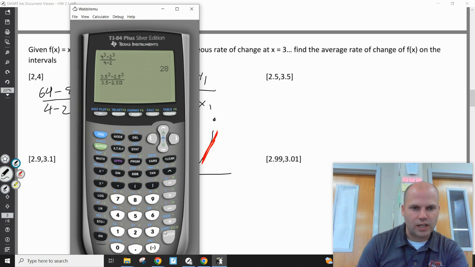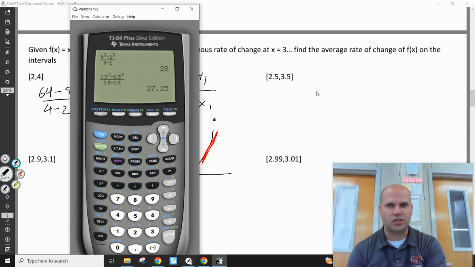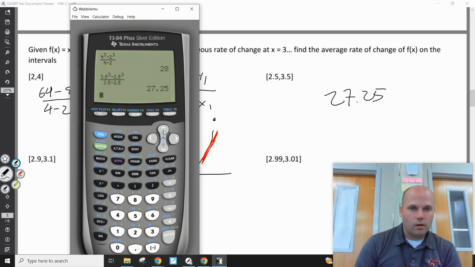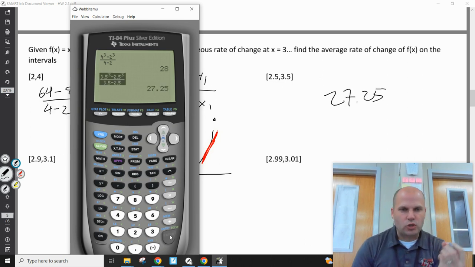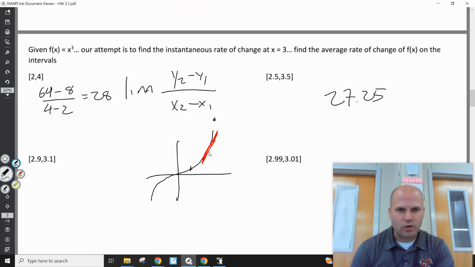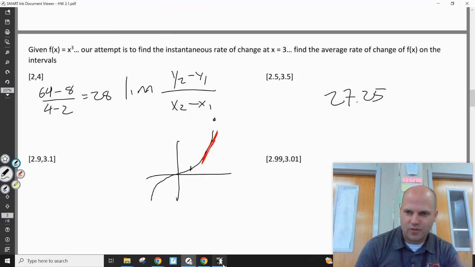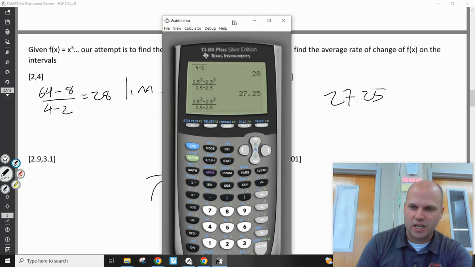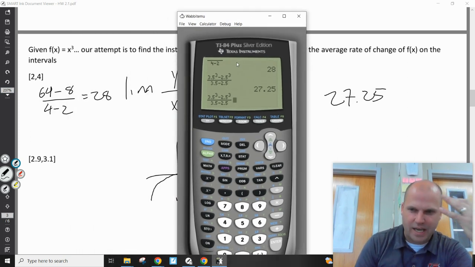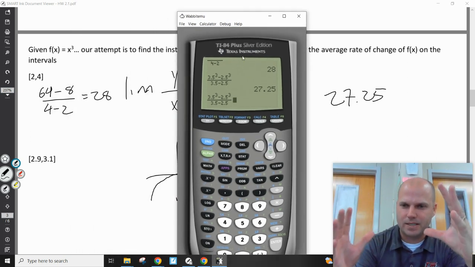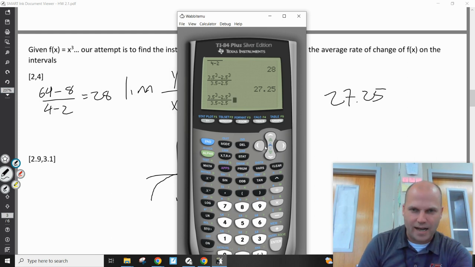Because there's less uncertainty between 2.5 and 3.5, all of a sudden we get 27.25. Well, let's make that interval between the two points smaller. Let's use our points right here and right here. This is the conceptual understanding of Newton's beginning approach, combining a limit and a slope formula. This is not something that's actually important to this class, besides that we understand why this works.